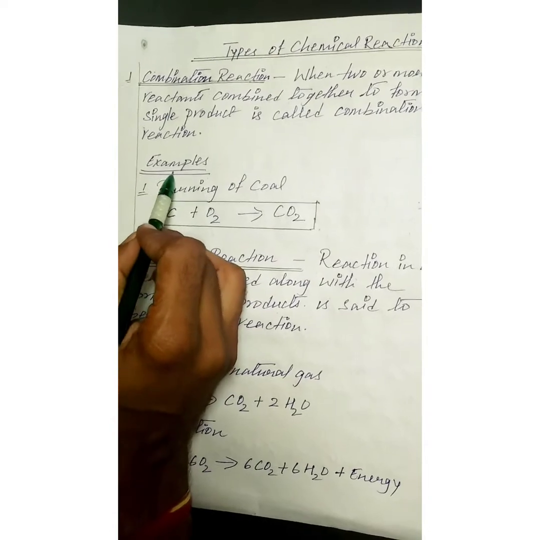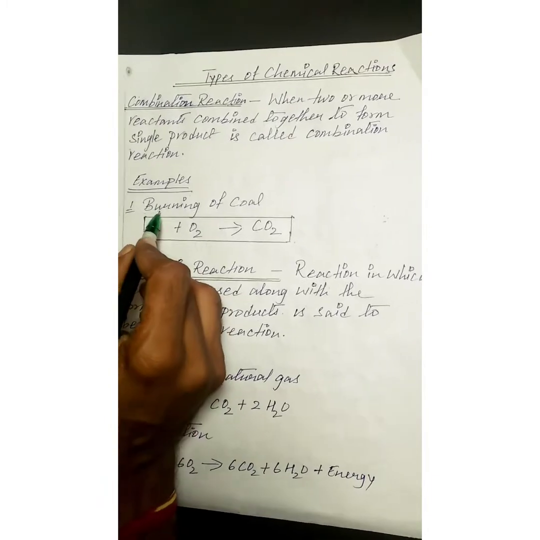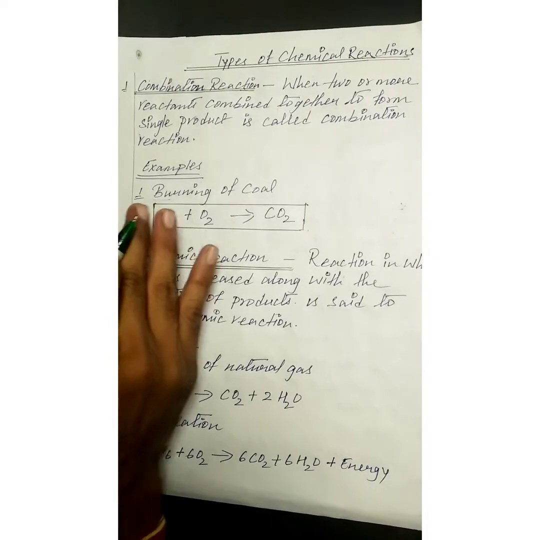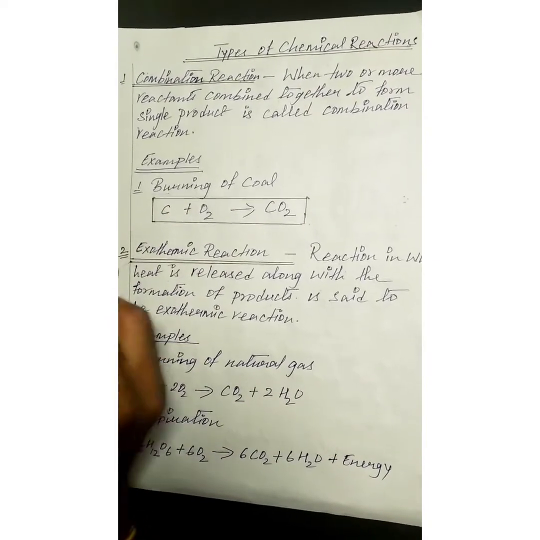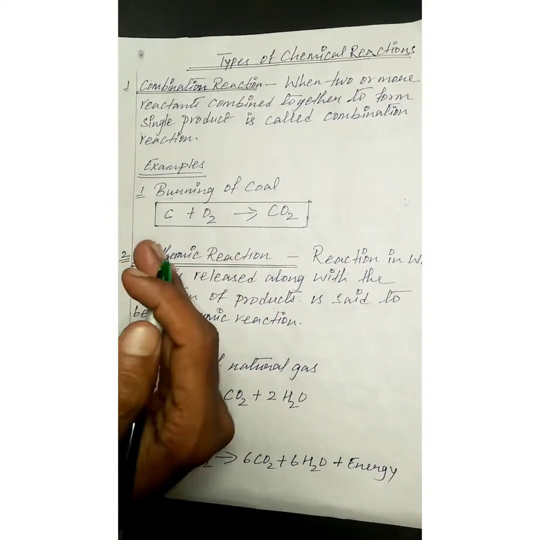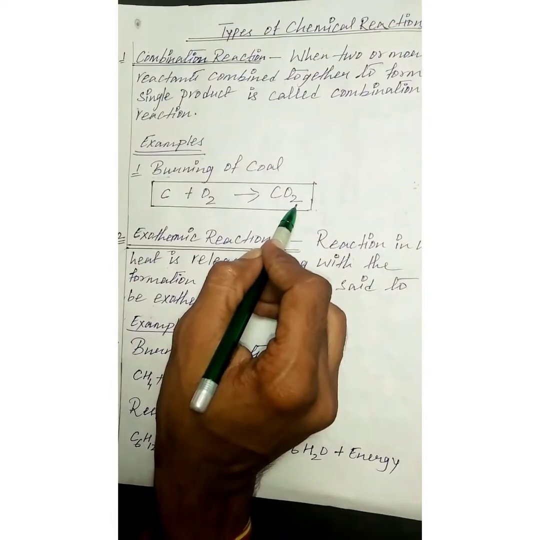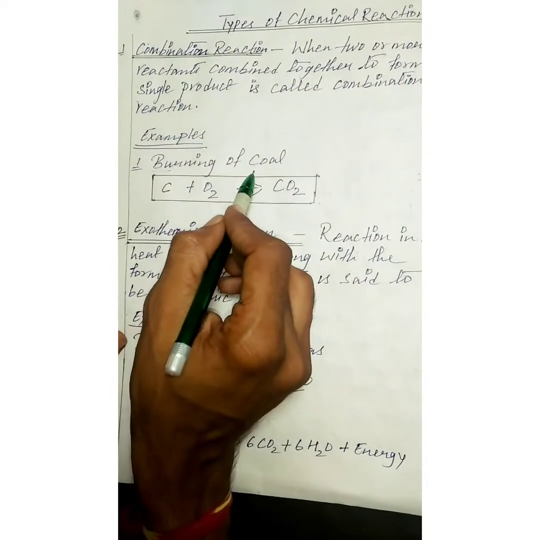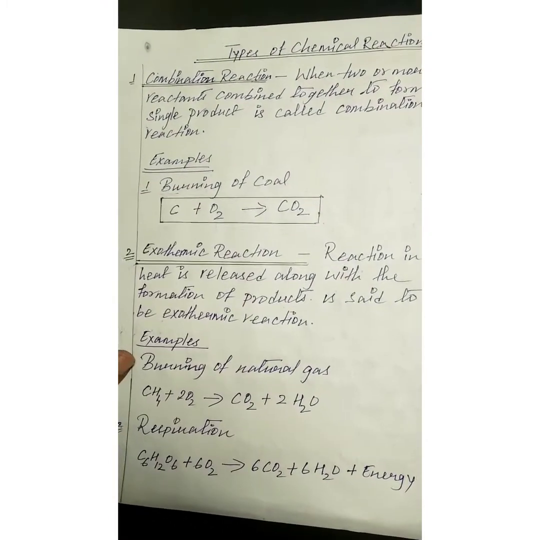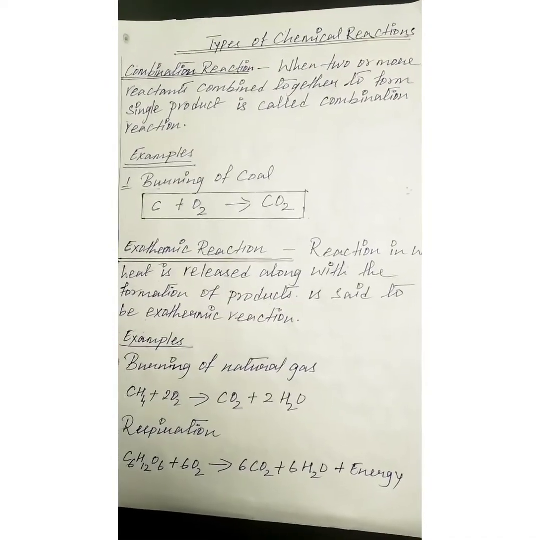Let us take some examples. In our NCERT textbook, the first example given is the burning of coal. While coal burns, carbon reacts with oxygen to form carbon dioxide. So this is one example of a combination reaction. Another example is the formation of water.